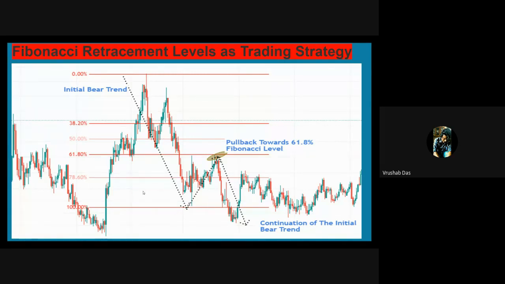For example, this is the chart drawn below. We can see the initial bear trend, after which the market retraced towards the 61.8%. From there, you can see it retraced to the 61.8%, which is a golden Fibonacci level, where the price reversed and created a new low.